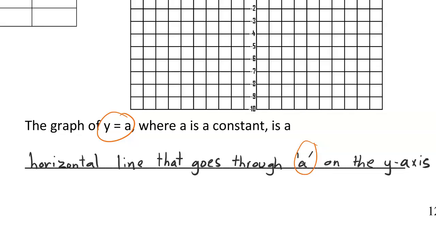So hopefully this clarifies and makes sense of how to describe horizontal and vertical lines.